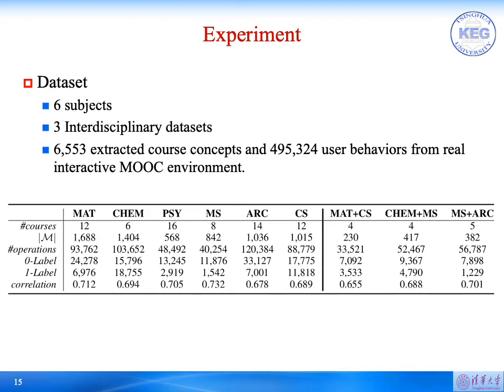3 interdisciplinary datasets, and we have annotated over 6,000 extracted course concepts and collected about 500,000 user behaviors from a real interactive MOOC environment. The subjects are math, chemistry, biology, material science, architecture, and computer science. The interdisciplinary dataset is harder to collect, but we also built it from over 13 courses.